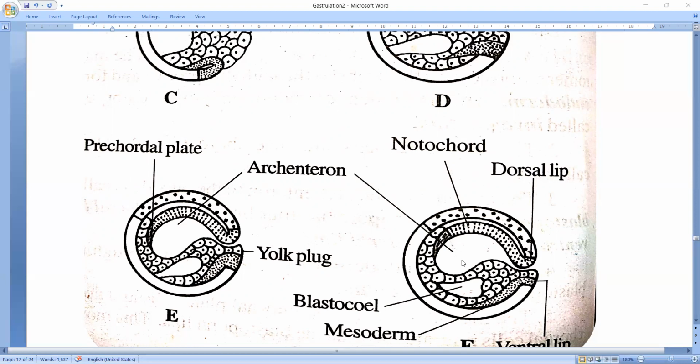Okay, so then here gradually the size of the mesoderm is increasing. Here only one side is shown, but on both sides the mesoderm occupies, so gradually it will settle between the endoderm and the ectoderm.